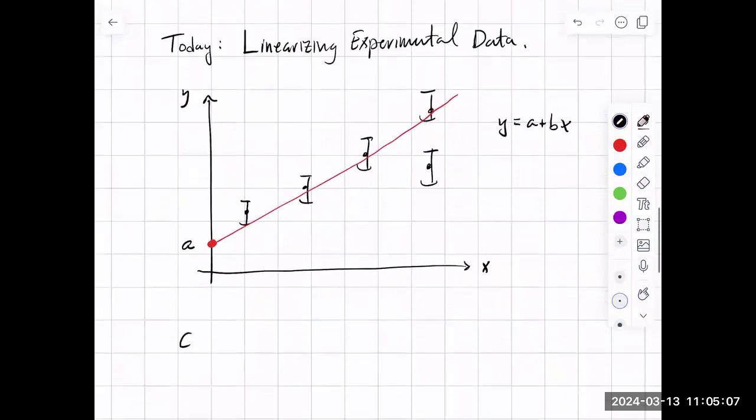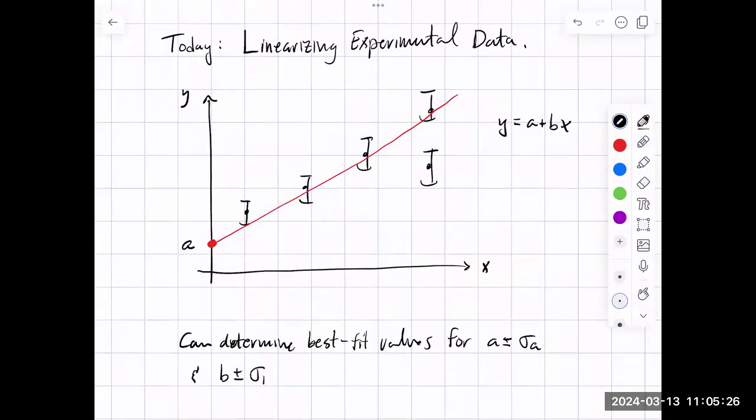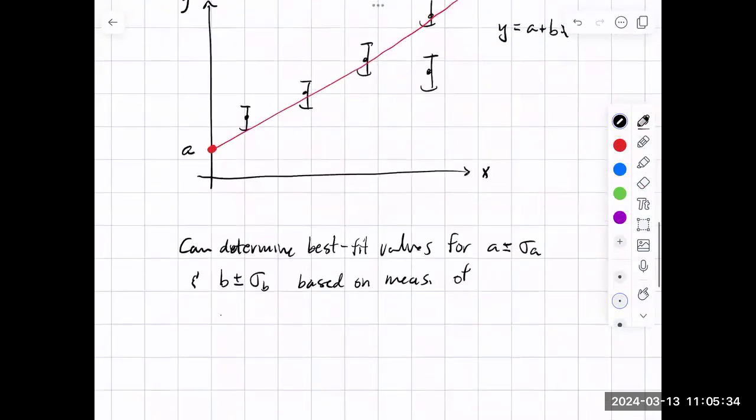Okay, so we now know that we can determine best fit values for a plus or minus sigma a and b plus or minus sigma b based on our measurements of xi and yi plus or minus sigma i for i equals 1 to n.